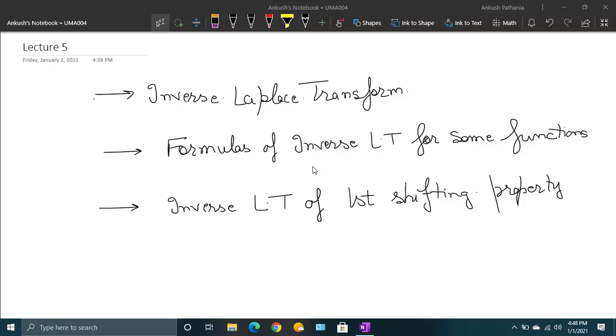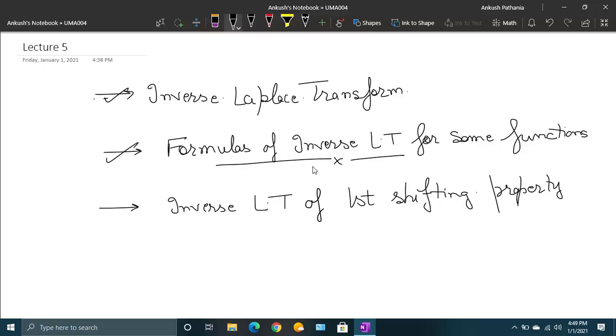In the last lecture, we did the inverse Laplace transform. After that, we did some of the formulas for inverse Laplace transform for some functions. Basically, they were similar to the formulas for some functions that we have done earlier for Laplace transform. On the basis of those functions, we did the formulas of inverse Laplace transform. So if you remember the formulas of the Laplace transform of a function, then it is going to be very easy for you to find the inverse Laplace transform.